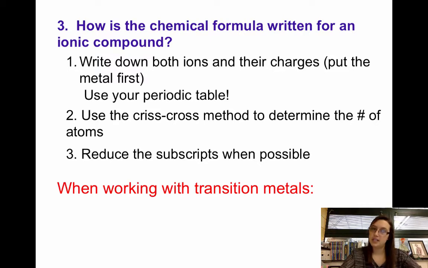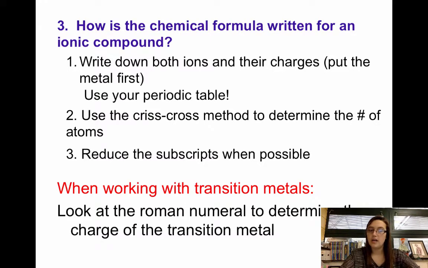But when working with transition metals, something that you need to make note of is that you need to make sure that you look at the Roman numeral to determine the charge of the transition metal. Because the reason that we don't write the charges for the transition metals on the periodic table, that's why we skip it, is because transition metals can have different charges.